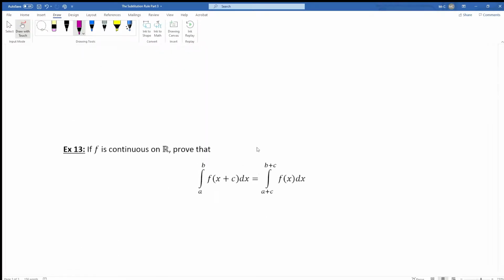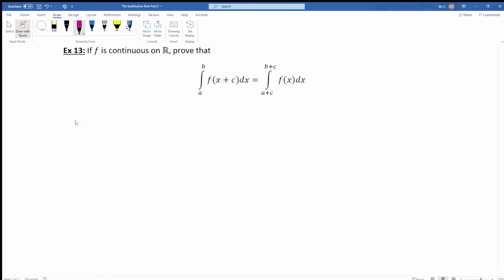All right, so let's wrap this up with one proof of another property. There are a lot of properties that you can use the substitution rule to prove about various functions that we can use as shortcuts in evaluating particular situations. So in this case, if f is continuous on R, that is the real number line, prove that the integral from a to b of f of x plus c dx is equal to the integral from a plus c to b plus c of f of x dx.